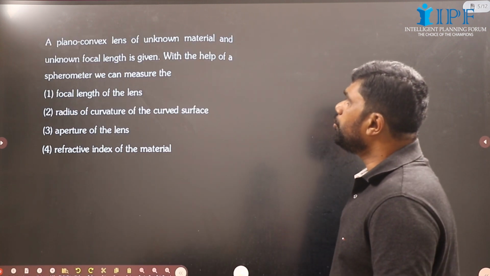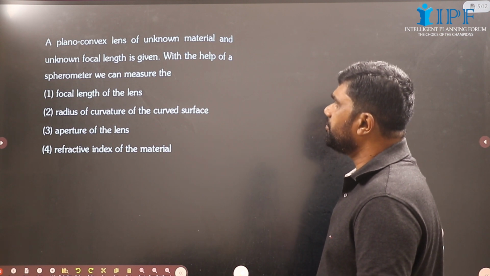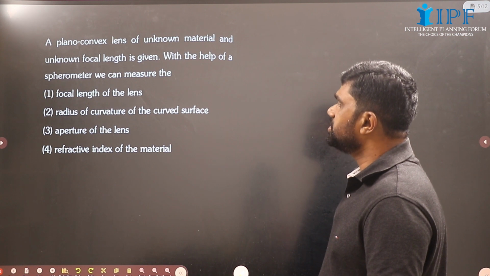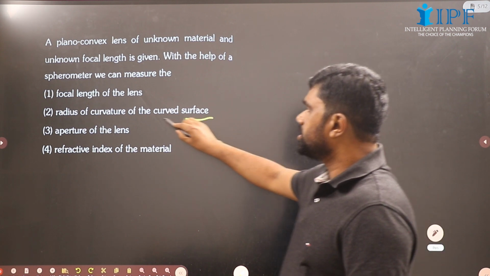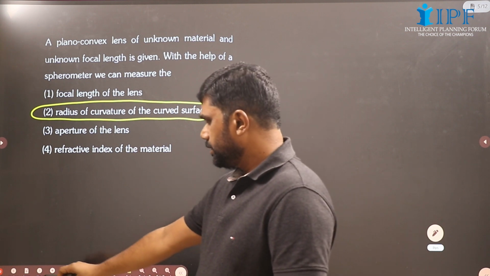Okay. A plano convex lens of unknown material and unknown focal length is given. With the help of a spherometer, measuring the focal length of the lens is not possible, but we can measure the radius of curvature of the curved surface. Okay.